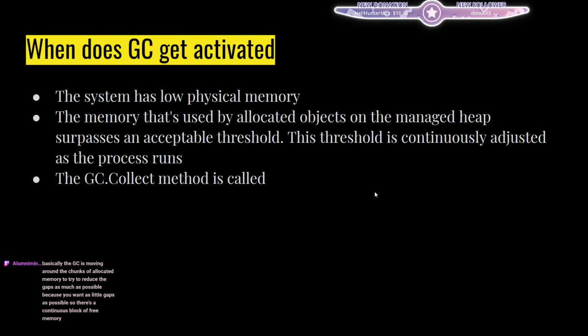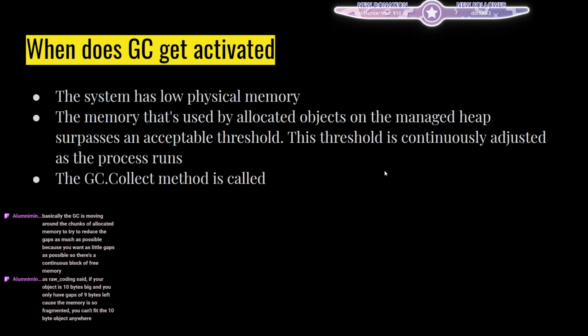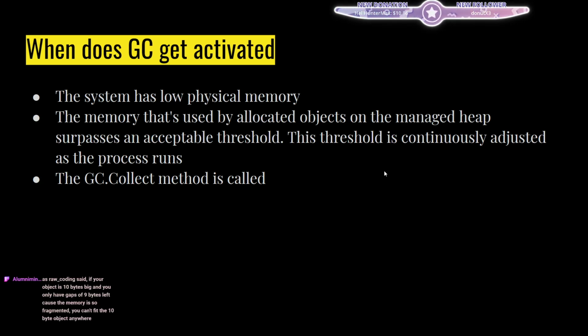Thanks for your explanation, Cray. I'll read it out loud. Basically, the garbage collector is moving around the chunks of allocated memory to try to reduce the gaps as much as possible because you want as few gaps as possible so there's a continuous block of free memory. As raw coding said, if your object is 10 bytes big and you only have gaps of 9 bytes left, the memory is so fragmented you can't fit the 10 bytes object anywhere. That is a very good point. Thank you for the explanation.